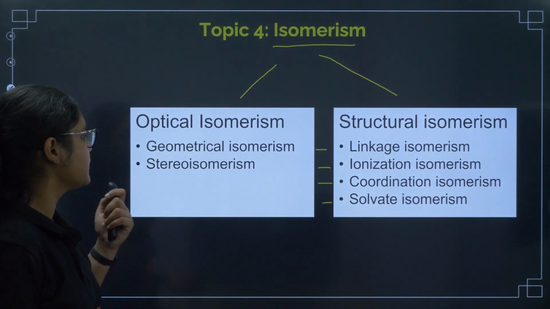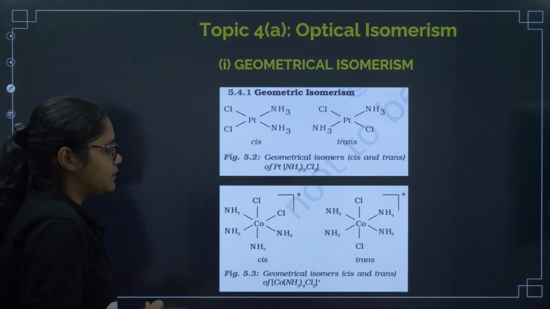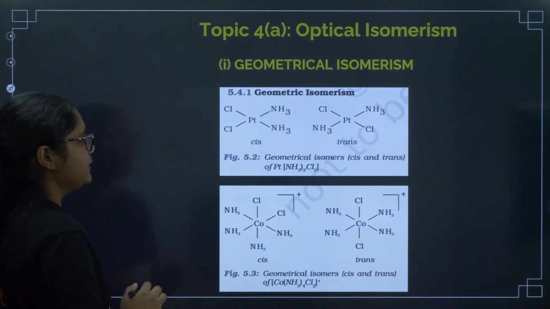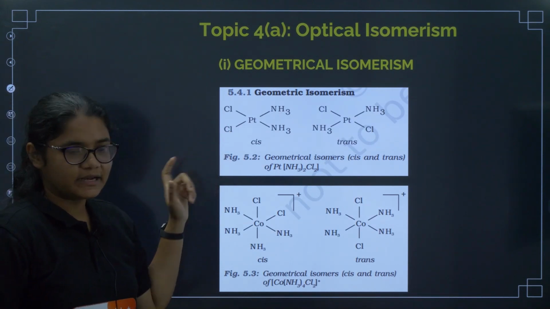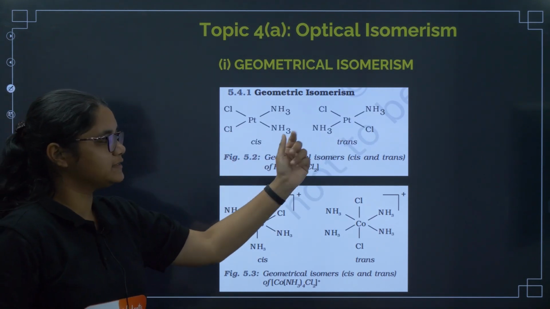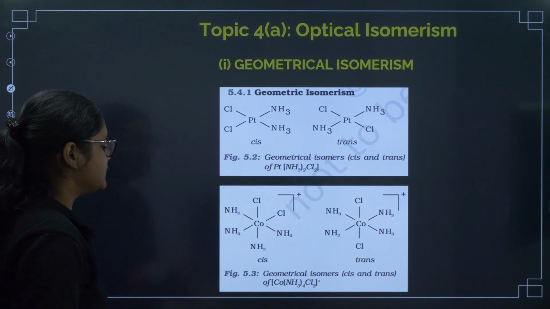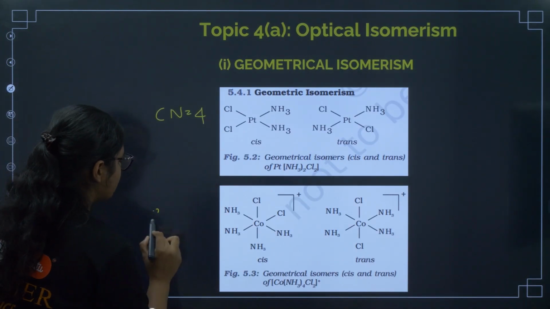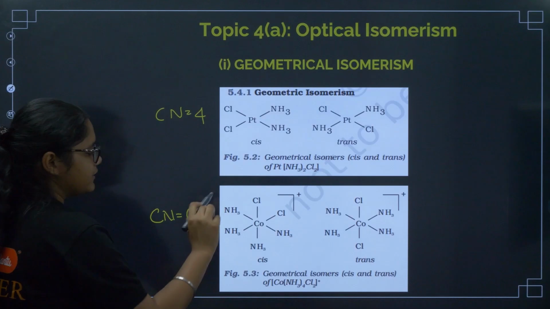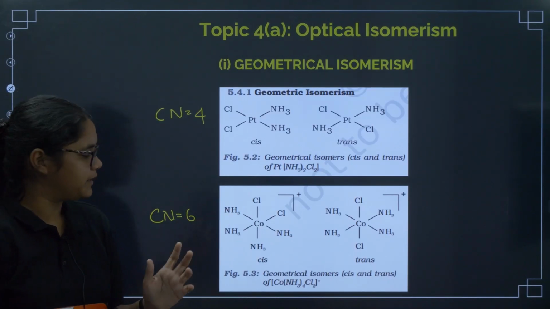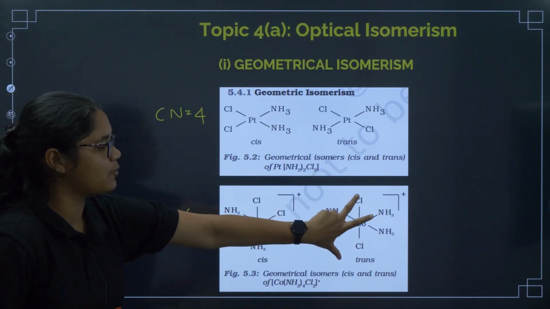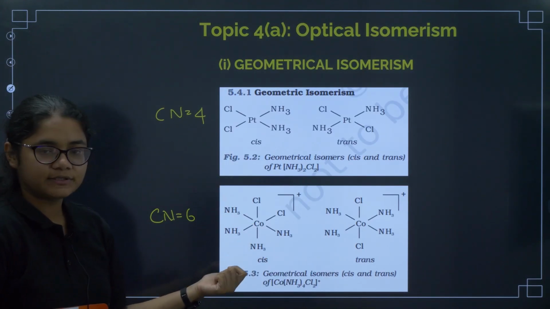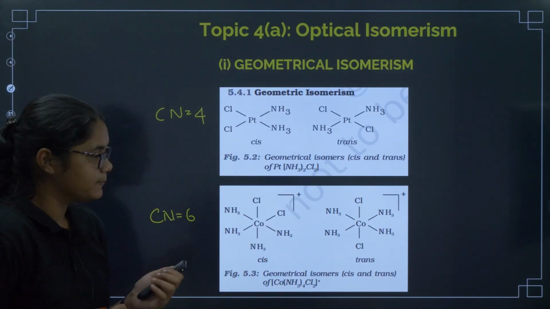Very, very important topic. Now let us first see geometrical isomerism. In geometrical isomerism, if the same ligands are on the same side, we call it cis. If the ligands are on opposite sides, we call it trans. You can see here, this is for coordination number 4. Now if coordination number 6 is there and the complex is of the form Ma4B2, if the 2 chlorines are opposite, it is trans. If the 2 chlorines are not opposite to each other, this is the cis geometry.